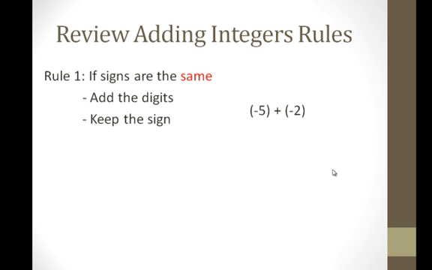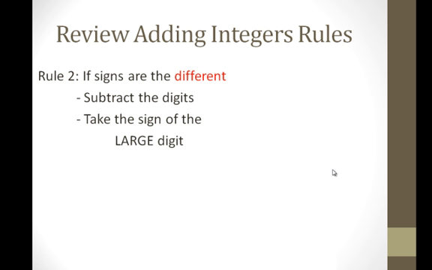So here's my example. I have a -5 add by -2. As you can see, they're both negative, so it's going to be rule 1. I'm going to add the 2 digits. 5 and 2, that's going to give me 7. And then I have to keep the sign. They're both negative, so the answer is just going to be -7.